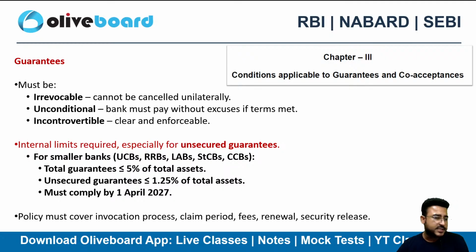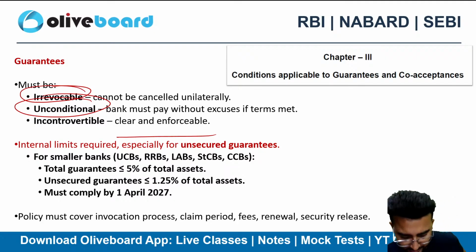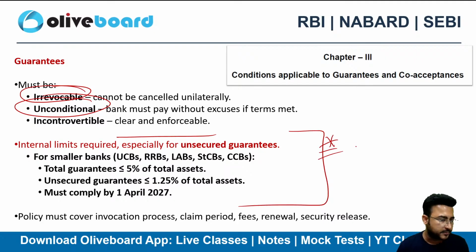Now these are some of the features of the guarantee. It should be irrevocable, it should be unconditional, it should be clear and enforceable in a court of law. There should not be any kind of condition attached to the guarantee. Now the most important point for your examination can be these internal limits from this particular circular. Internal limits are required especially for the unsecured guarantee. If your guarantee is unsecured, then internal limits are also there.